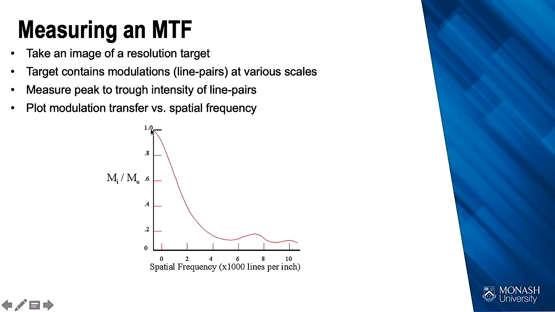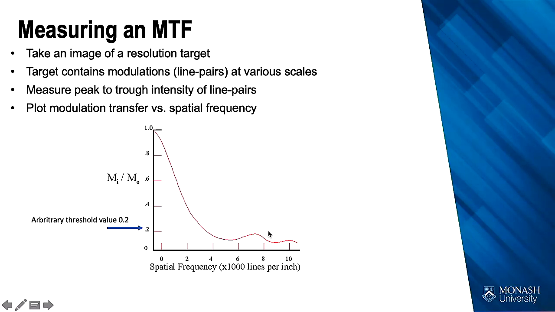So at very low spatial frequency, which is very large line pairs, we get perfect transfer of the modulation, 1. And as we get smaller, as our frequency increases, our line pairs get closer and closer together, we get less and less. At some point, you're not really resolving them anymore. You might get some aliasing, but you're only getting a certain percentage, 10% of the modulation coming through.